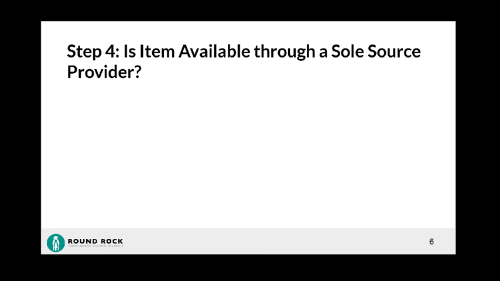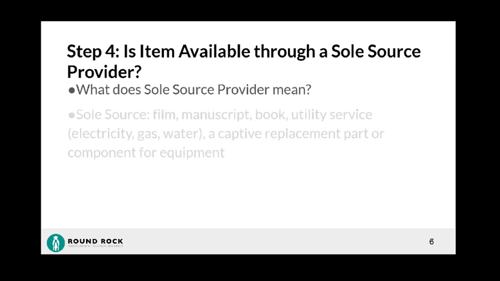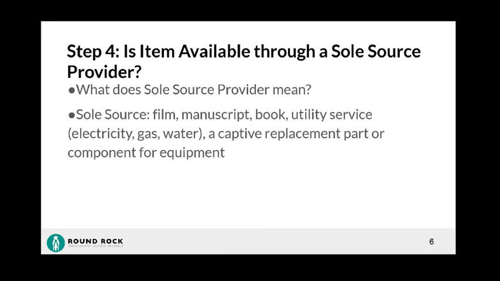If the item isn't available through a district contract or an interlocal contract, it is possible that the item could be available through a sole source provider. What does sole source mean? It means an item that's only available from one source and not through any other distributors or dealers. These are items like a film, a manuscript, a book, a utility service, or a captive replacement part or component part for a piece of equipment you might have.